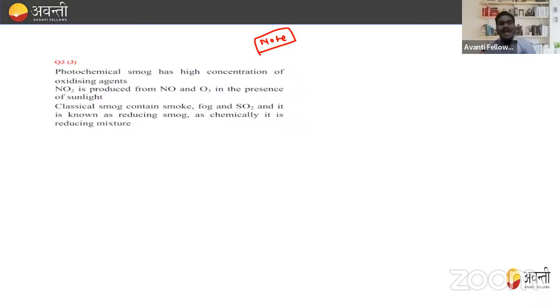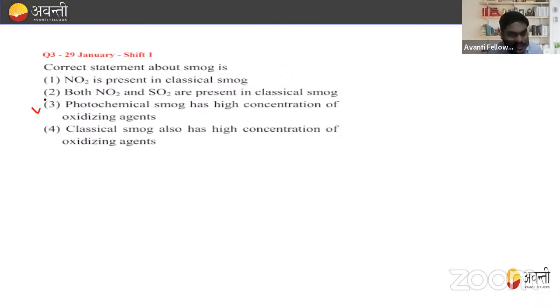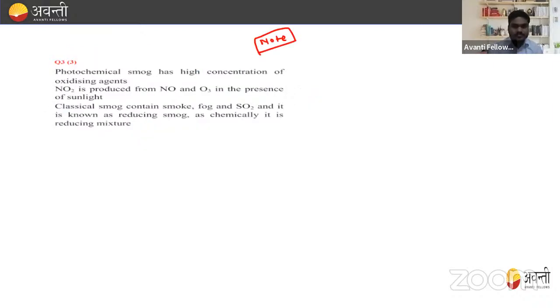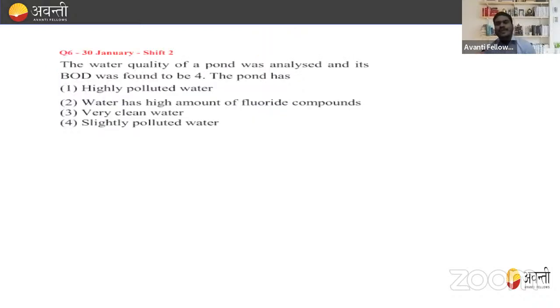Okay, next. NO2 is produced from NO and O3 in the presence of sunlight, right? And classical smoke, or we say London smoke, contains smoke, fog, and SO2, and it is known as reducing smoke. Chemically, it is a reducing mixture. So, which option is correct, beta? That is option number 3, that photochemical smoke has a high concentration of oxidizing agent, right? Good. Clear to everyone?